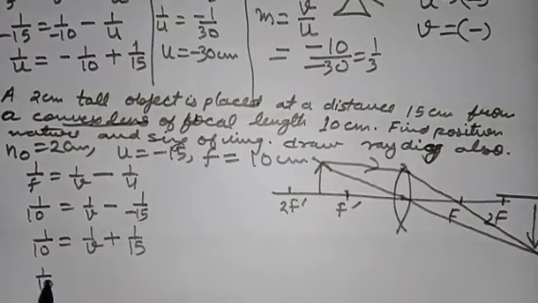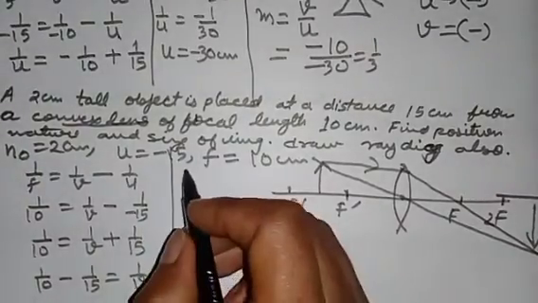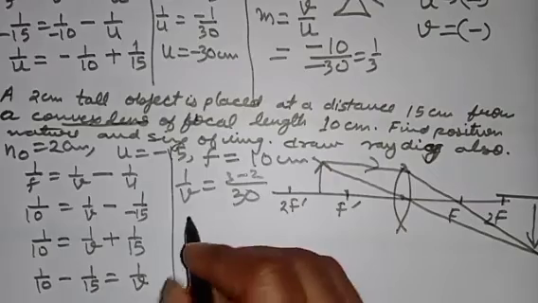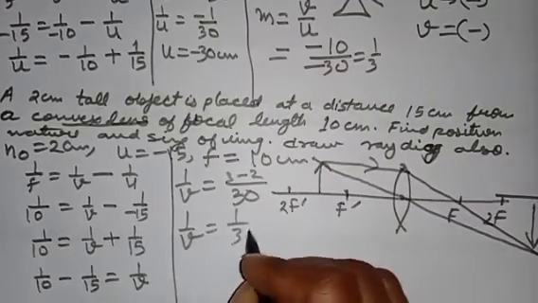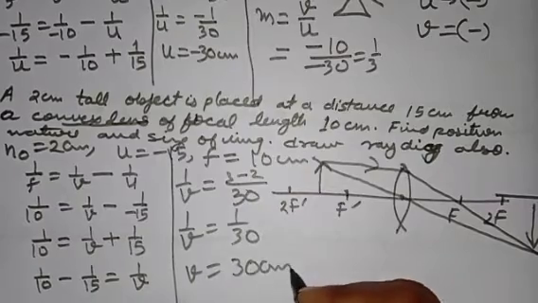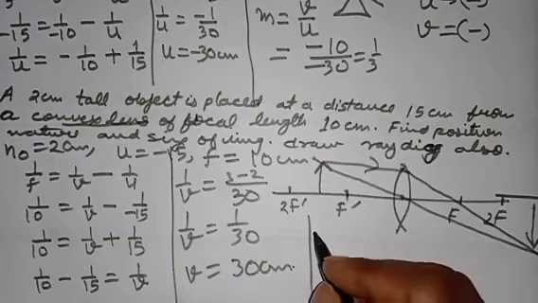So 1 upon 10 minus 1 upon 15 is equal to 1 upon v. So 1 upon v is equal to (3 minus 2) upon 30, so 1 upon v is equal to 1 by 30. So v is positive, on the other side, 30 centimeter. And position, nature. For nature, as I told you, find m.